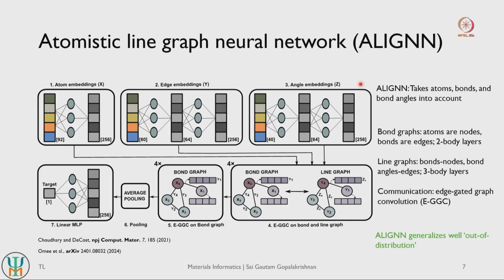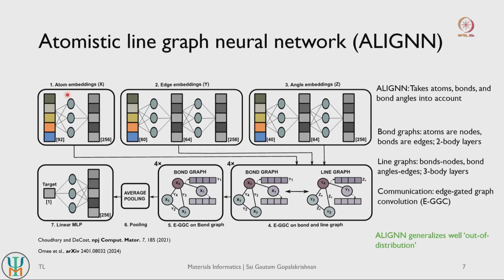With respect to the specific architecture, I mentioned that for the transfer learning exercises we used graph based neural networks. The specific architecture we used is the atomistic line graph neural network, or ALIGN. We use this ALIGN framework because it takes into account not just bonds but also bond angles, so it takes into account 3 body interactions.